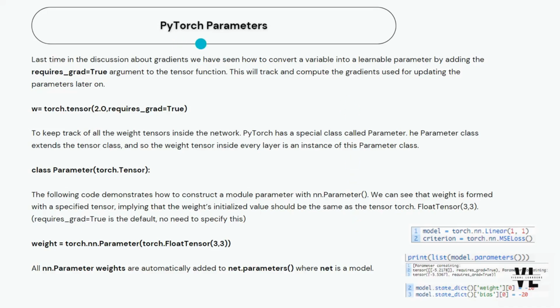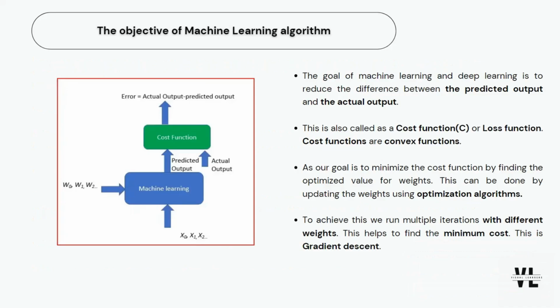So this is basically a short introduction about parameters. We need to understand how a model can be initialized using the parameters before we proceed and discuss optimizers.